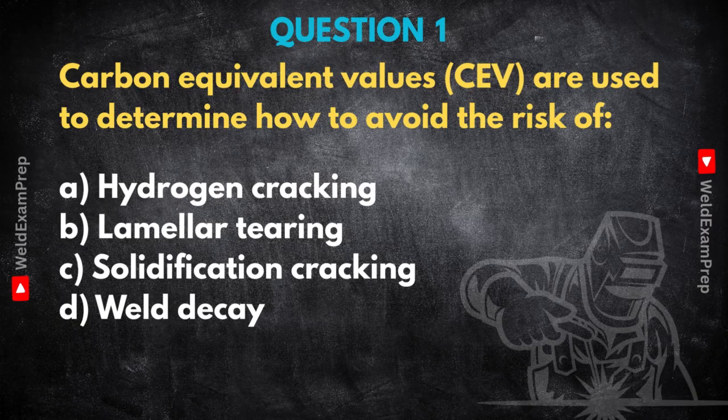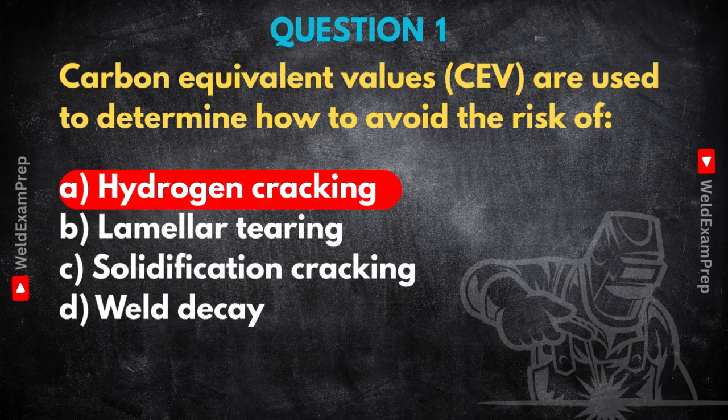Okay, the correct answer here is A, hydrogen cracking. Hydrogen cracking. Right. Now, that's a term that definitely gets attention. Some people might think it's just about moisture, keeping things clean during welding. But CEV, that really brings the metallurgy, the material itself, right into focus, doesn't it? So what's the fundamental link here? Why is the material's chemistry so critical for this specific type of crack?